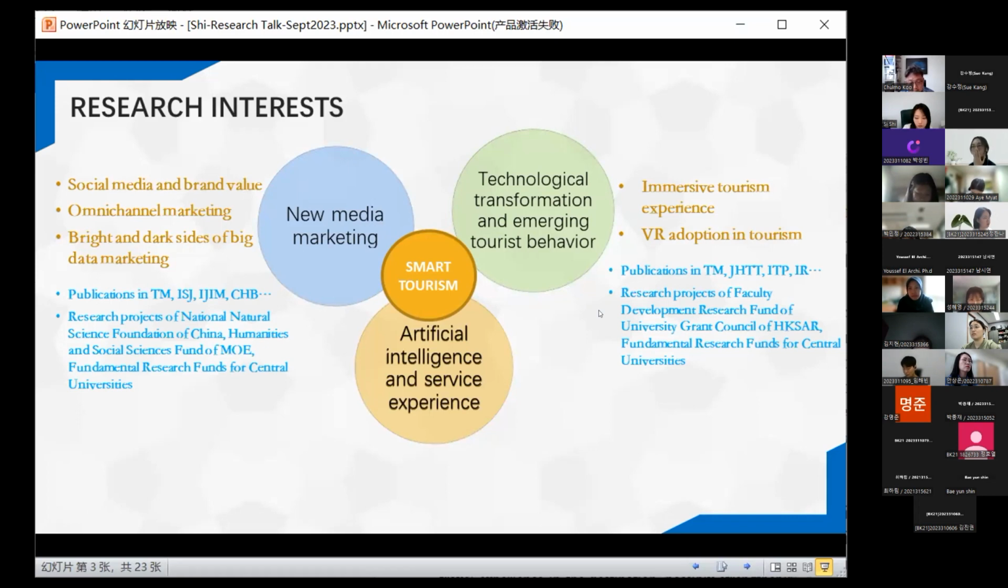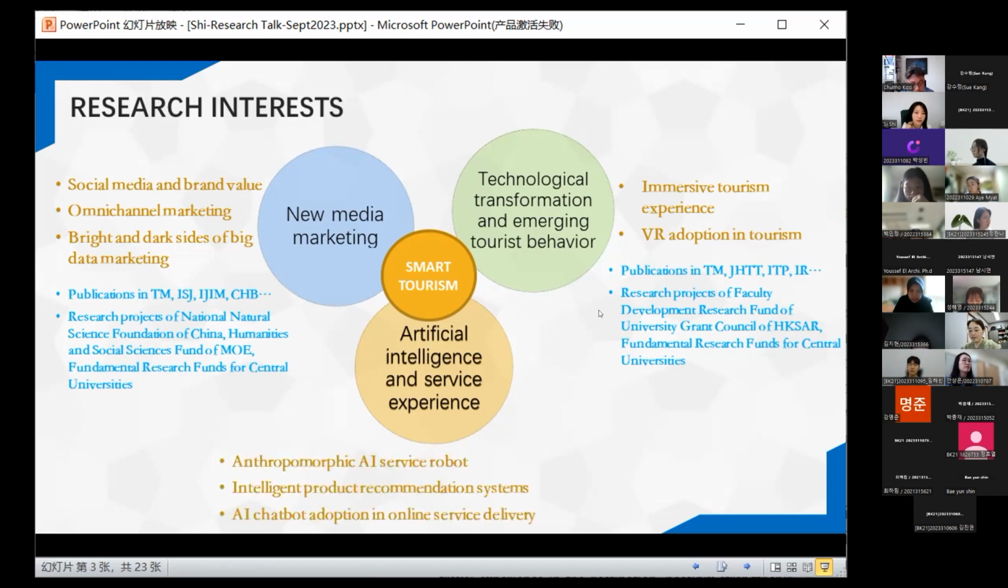Okay, and the third topic is artificial intelligence and service experience. This is a relatively newly developed research area. As you know, nowadays the tourism industry is increasingly adopting artificial intelligence, such as AI service robots, AI chatbots, or intelligent recommendation systems in their business. So we are looking at how AI can facilitate service delivery, as well as how the adoption of AI impacts the tourist experience in different contexts.